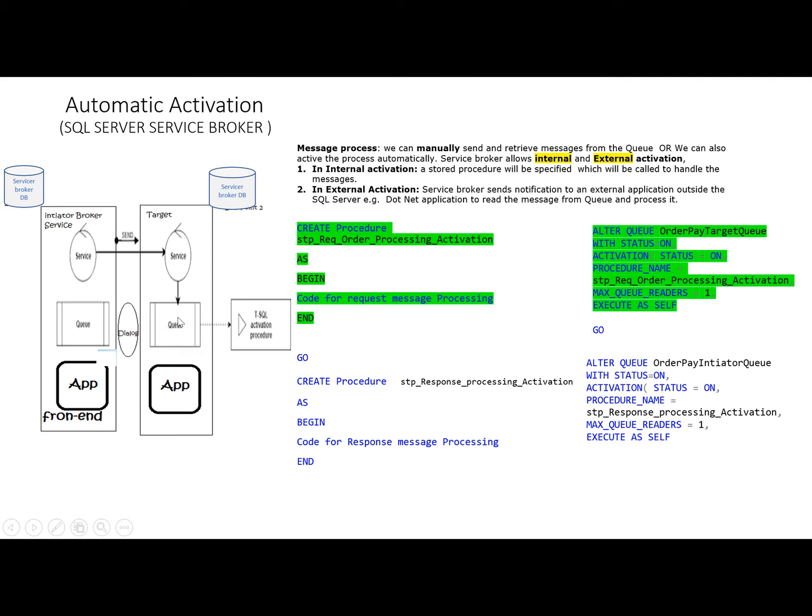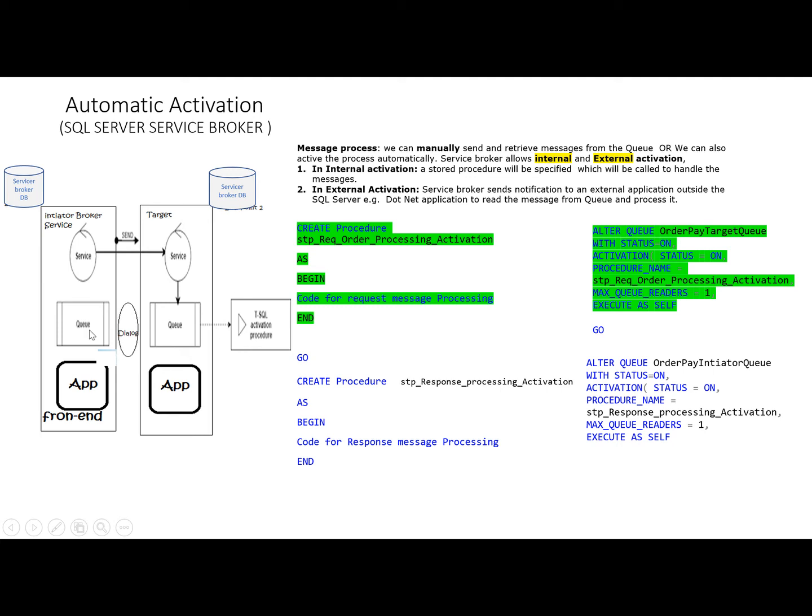We can activate this process automatically. We can implement this message processing automatically also. And now in this video we will see how to activate the processing automatically. There are two kinds of activation: internal activation and external activation.